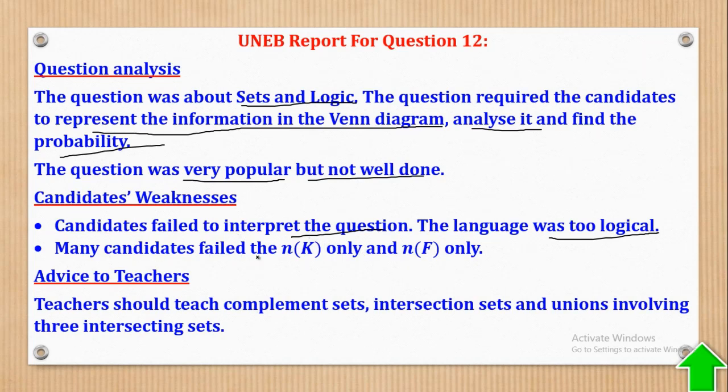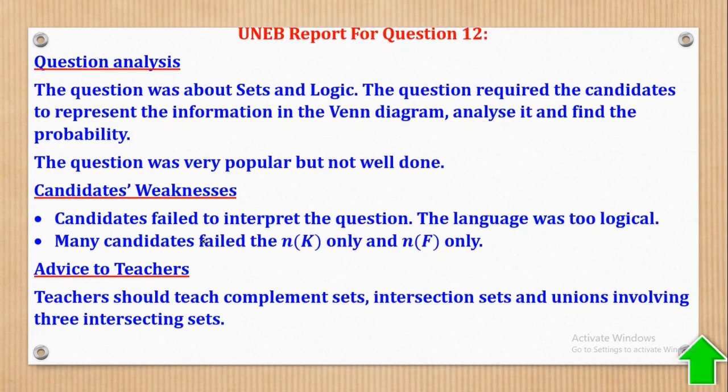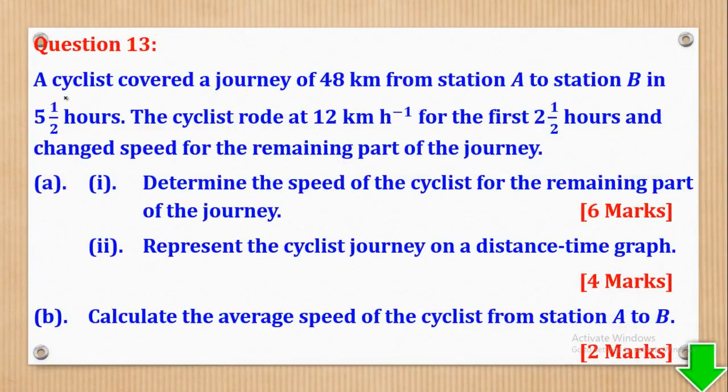Then many candidates failed to identify K only and F only. They failed to realize the K only and F only. Then advice to teachers: teachers should teach complement sets, intersection sets, and unions involving 3 intersecting sets. So that was question 12. Now we shall go to question 13.